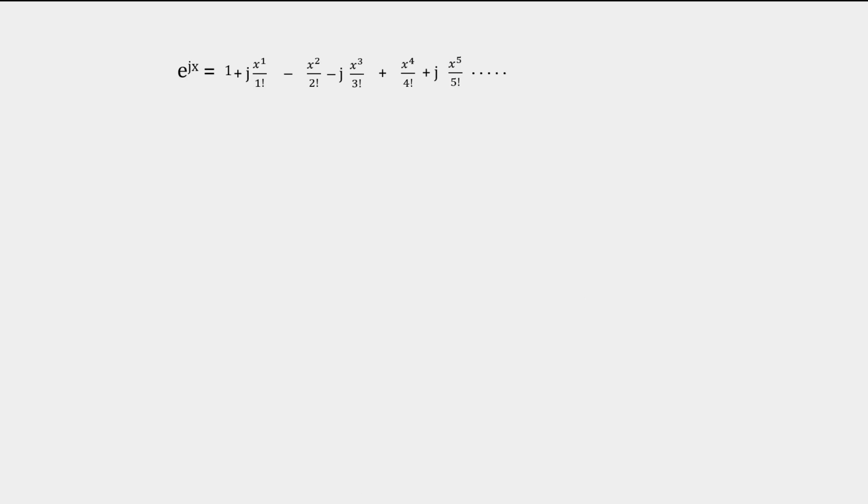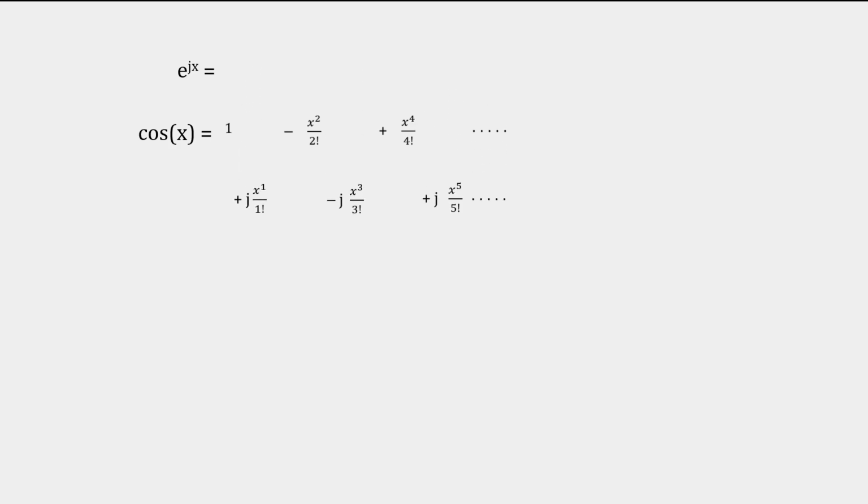Now we are getting two positive signs and two negative signs that we actually wanted, but we have an extra j with some of the terms. We can see that even terms are equal to cos of x, while in odd terms we have j, which we can take common, and this will equate it to j sine of x. So finally we reach the magical equation: e raised to the power jx is equal to cos of x plus j sine of x.